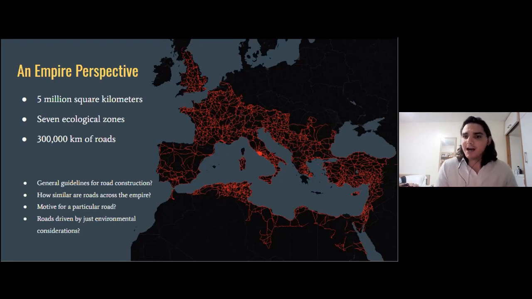However, I argue that by looking at variability, we can start to explore questions such as, were there general guidelines that Roman engineers followed when constructing roads? Can we identify similarities and differences in roads across the empire? Are we able to infer the road's motive or importance based on its characteristics? Are roads driven by just environmental considerations, or do other factors play a role? And these are the kind of questions that you can start questioning once you understand its variability.